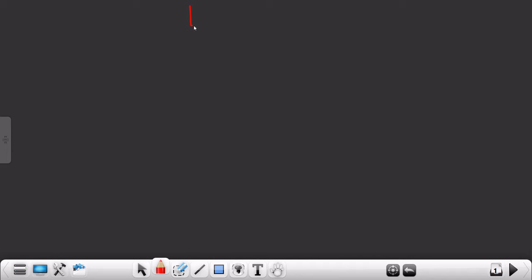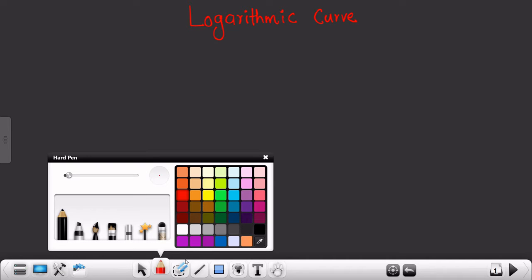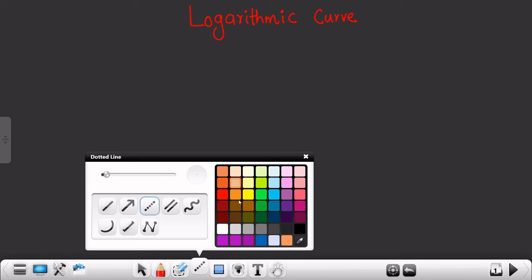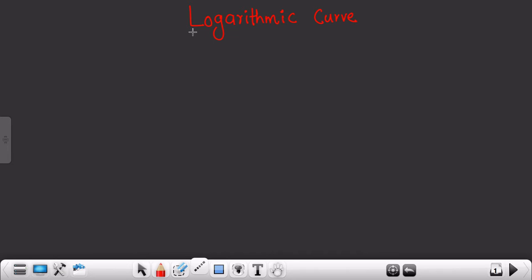So let me just write the topic name, that is logarithmic curve, right? And let me just highlight this particular thing, and then we are good to go. Let me just highlight it. So this is our logarithmic curve.